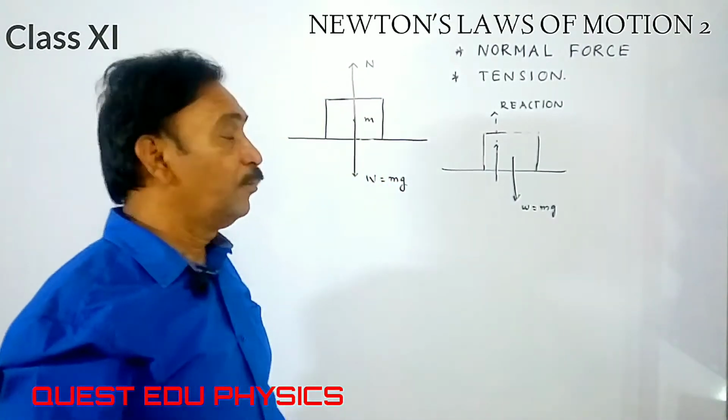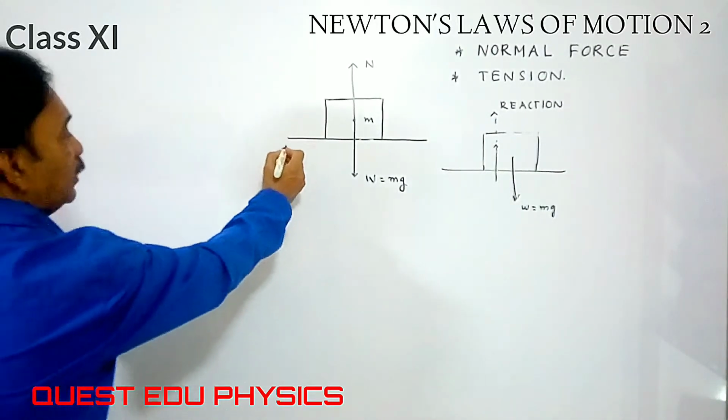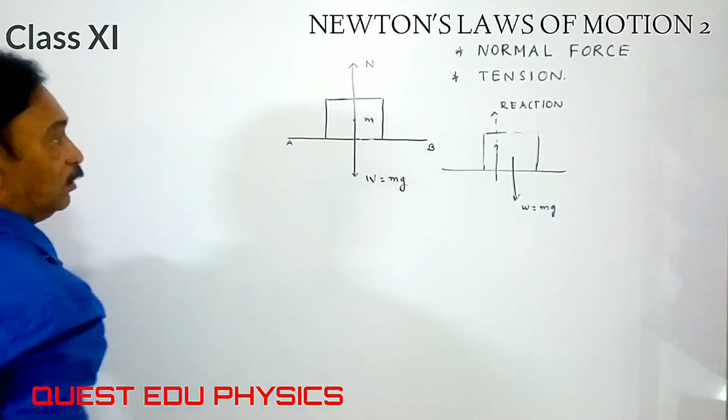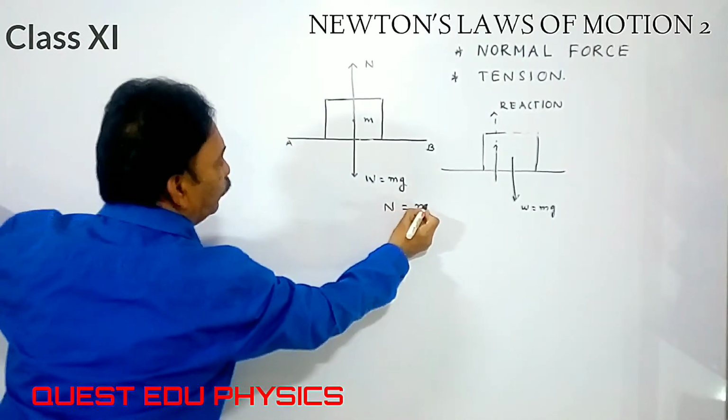In the same way, if you watch one more body, AB is the surface and the body is kept over it. Here in this case, N is equal to mg.